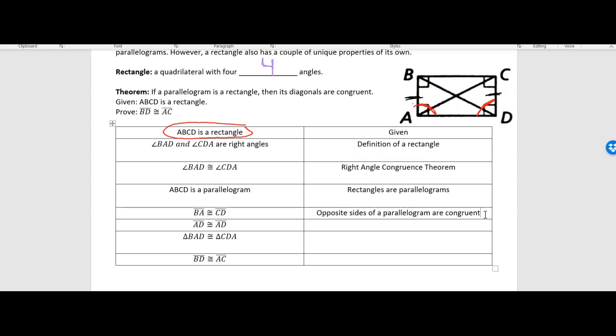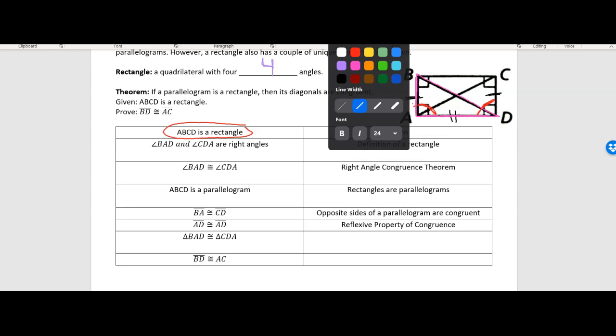Next statement says AD is congruent to AD. Well, that one should be an easy one. Reflexive property of congruence. Again, you can say POC or property of congruence, either one is okay. And then it looks like we have enough to prove that these triangles are congruent. So it may not be the ones you're thinking of though. Make sure you read the letters carefully.